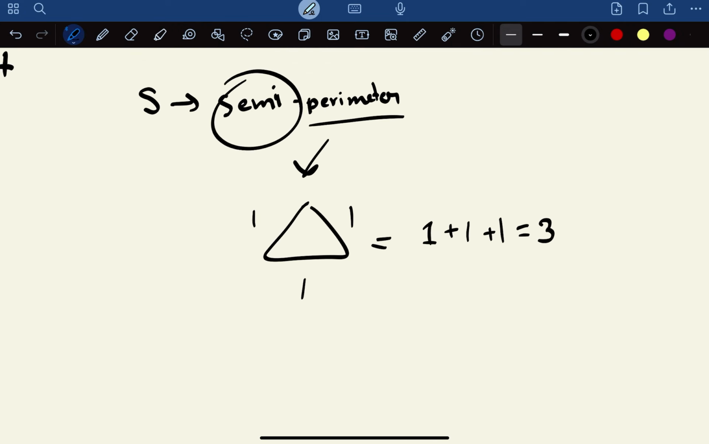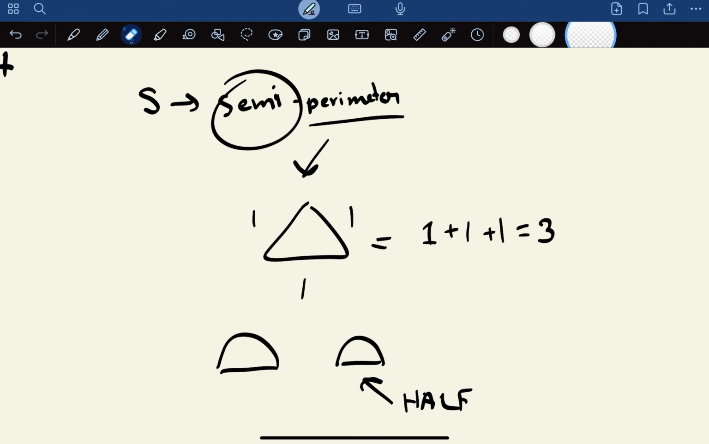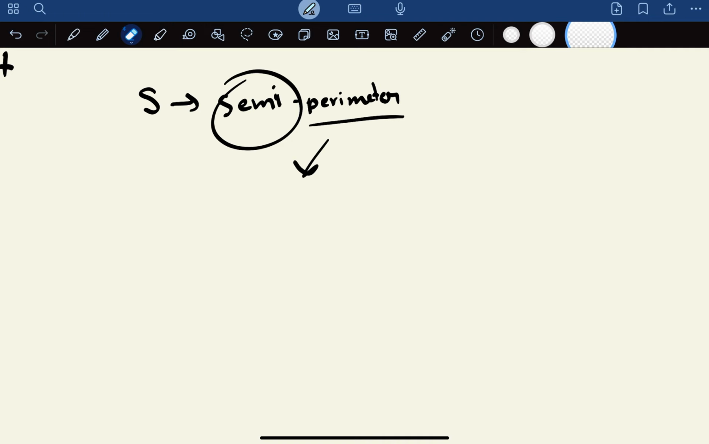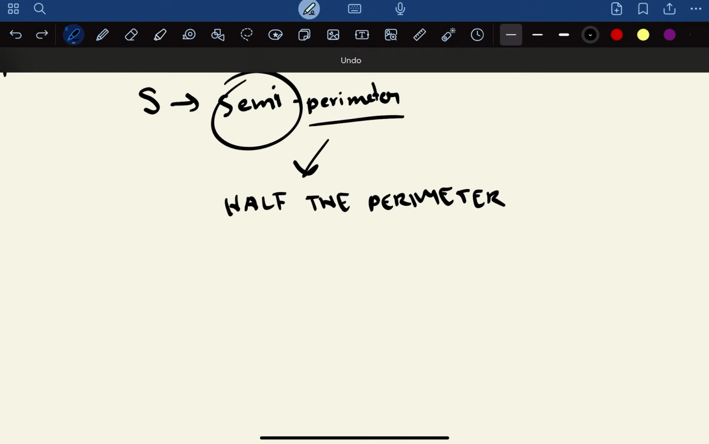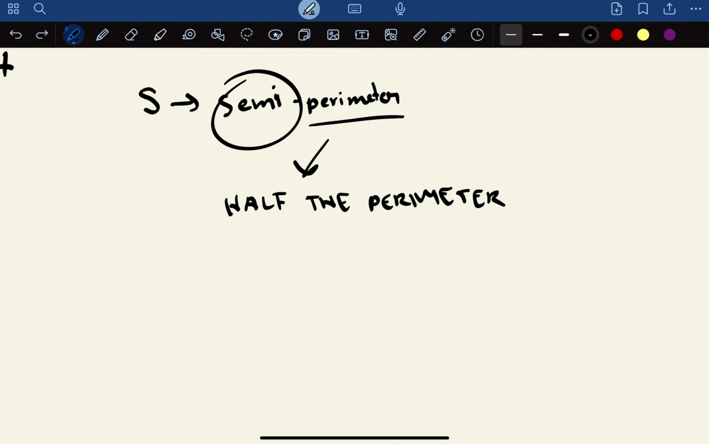Now, what can semi mean? You may start to think of semicircles, right? What are semicircles? They are half of a circle. So that might mean that semi-perimeter is actually half the perimeter. Does that kind of make sense? Since we know that there's a semicircle, let's think of semi-perimeter as half the perimeter.